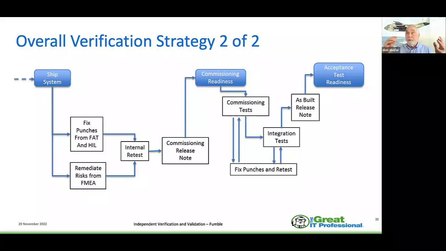So this says, this is how it was built. Here's all the bits and pieces that are there. So everything's in place, and now you can go into acceptance test readiness. So this is how in the real world, where you've got mission critical systems, where you've got aircraft, where you've got ships, where you've got autonomous cars. These are the types of independent verification validations that you must go through.